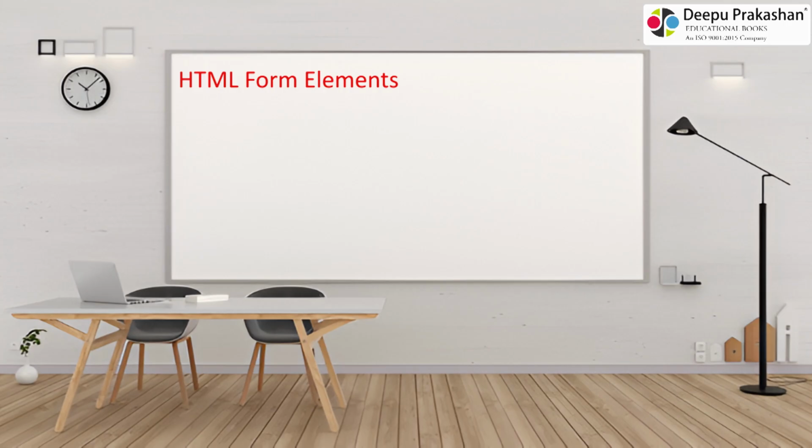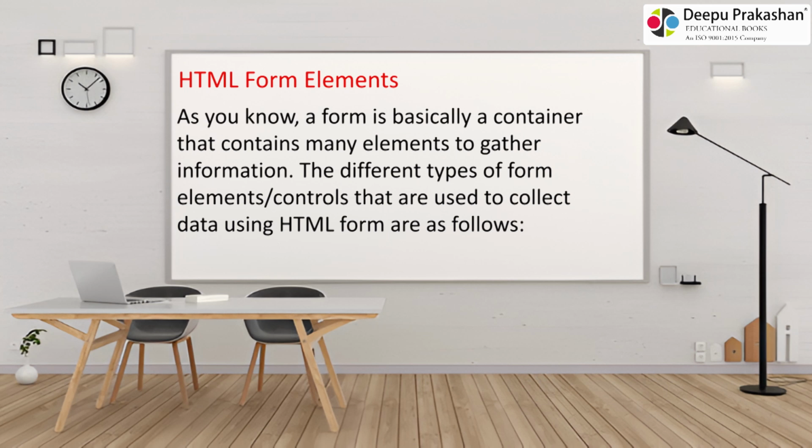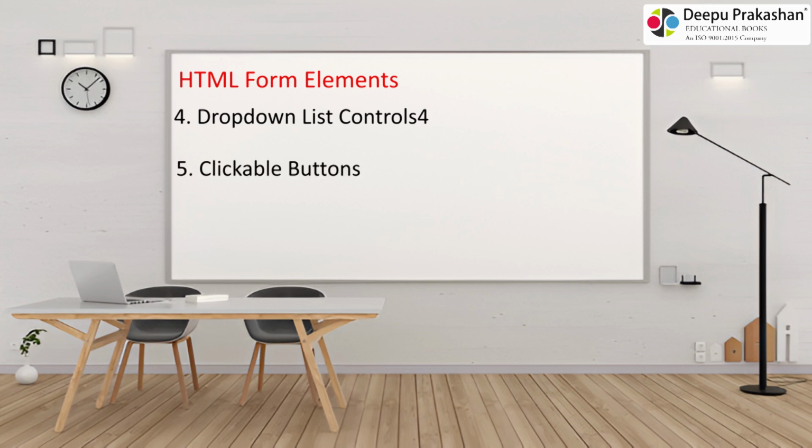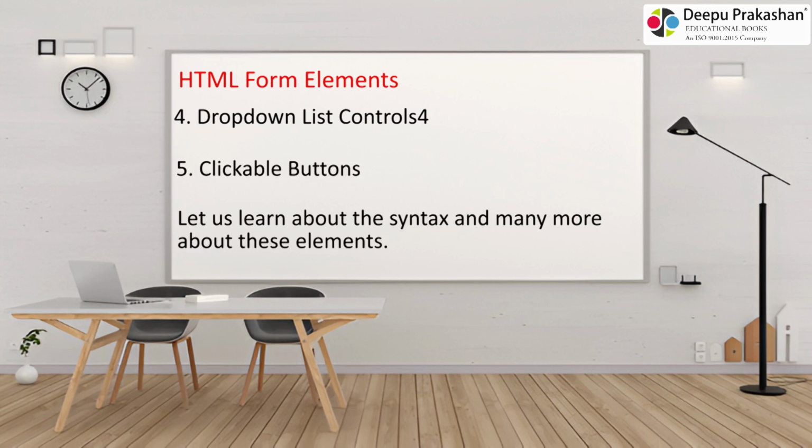HTML form elements. As you know, a form is basically a container that contains many elements to gather information. The different types of form element controls that are used to collect data using HTML form are as follows: text controls, checkbox controls, radio box controls, drop-down list controls, clickable buttons. Let us learn about the syntax and many more about these elements.